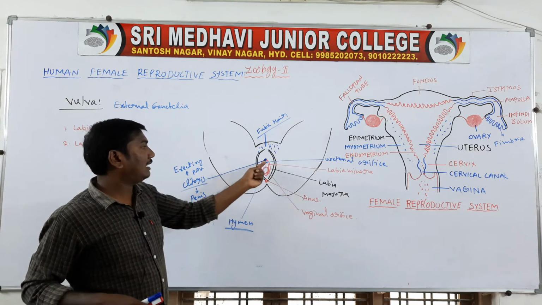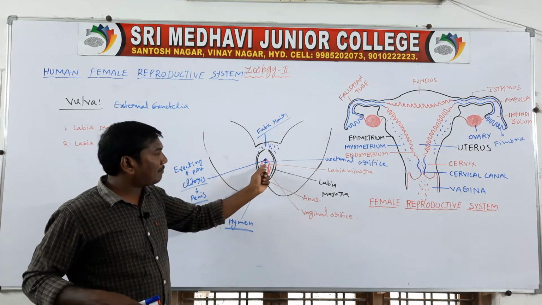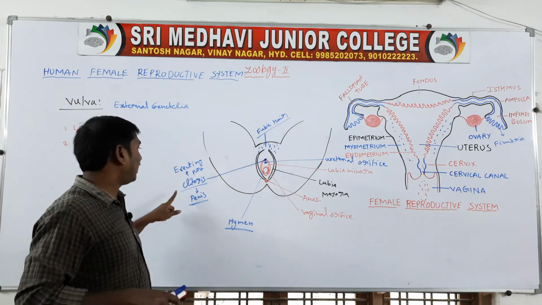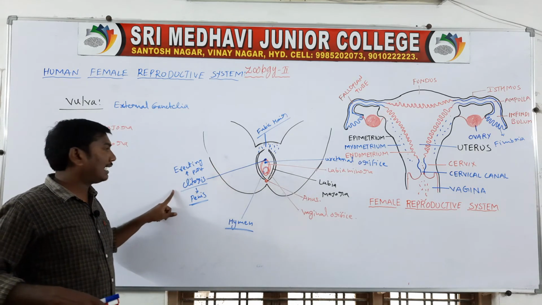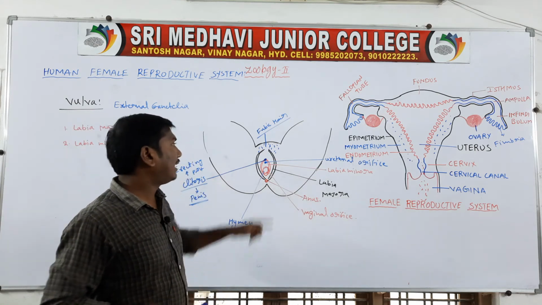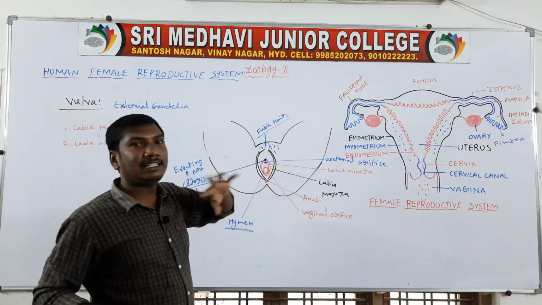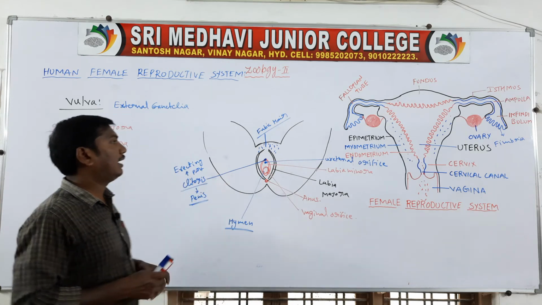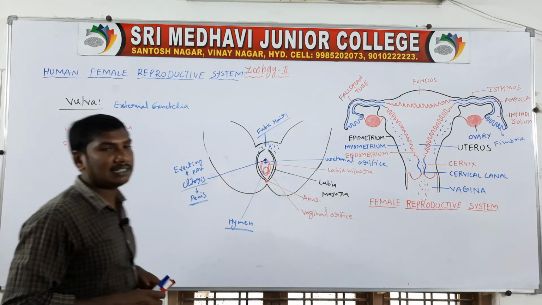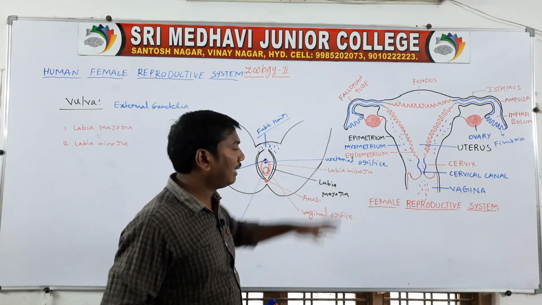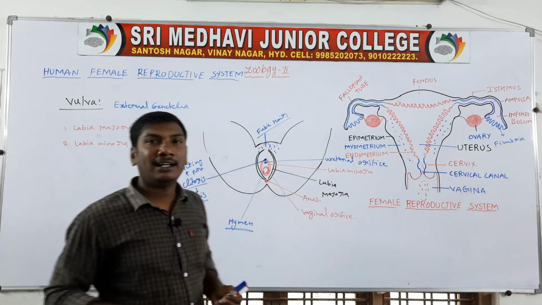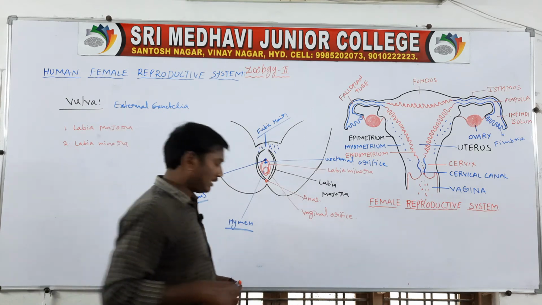Next, on the anterior side of the labia minora there is an erectile part called the clitoris. It is homologous to the male penis. The anterior side also contains pubic hair. These are the external genitalia, or vulva, of the female reproductive system. Next, female sex glands.